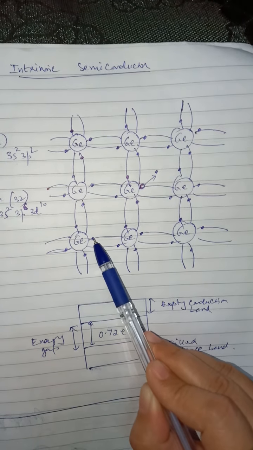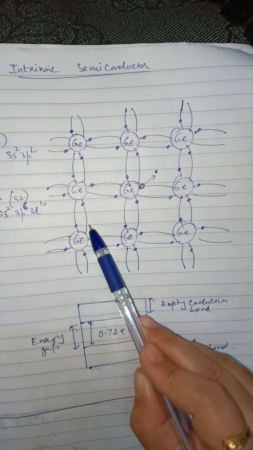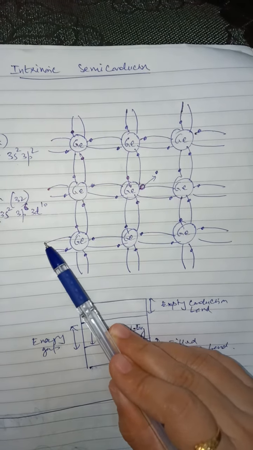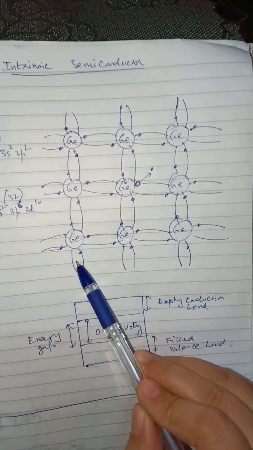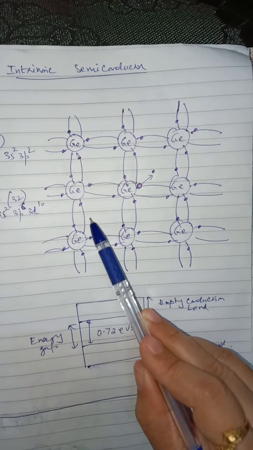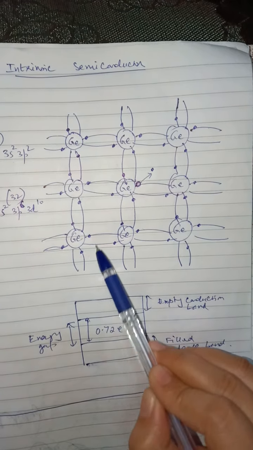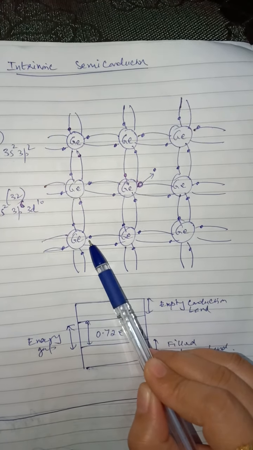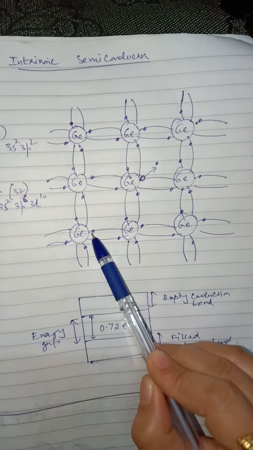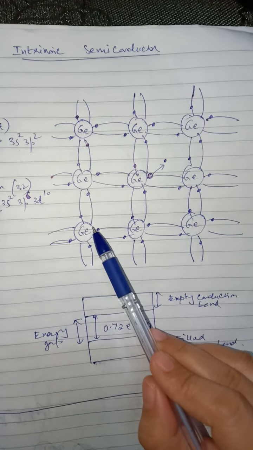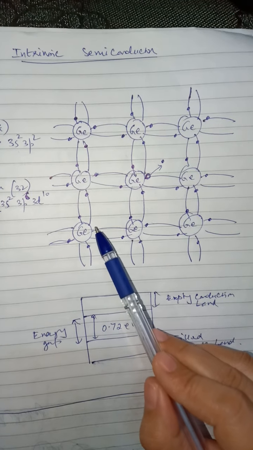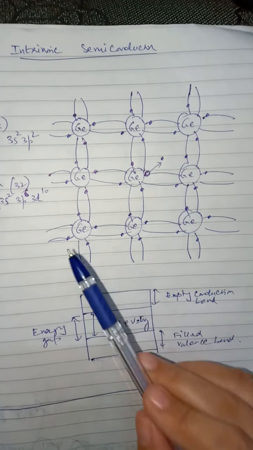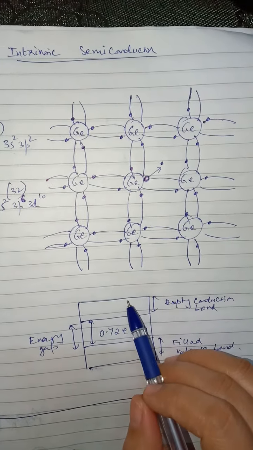Whenever this electron is with this germanium atom and the rest of the electrons are also with this germanium atom, then this germanium atom completes the 8 electrons in the outermost shell. So this way, by forming the 4 covalent bonds, the germanium atom completes or obeys the octet rule.